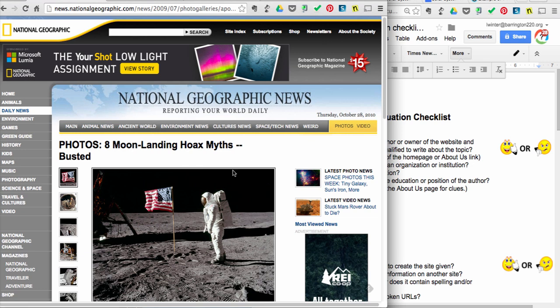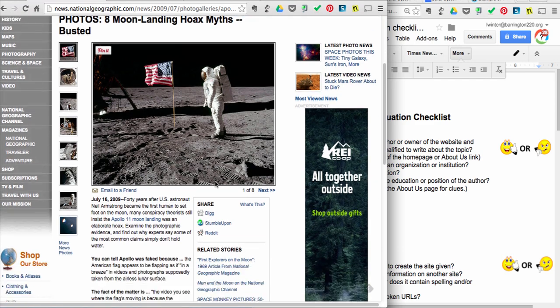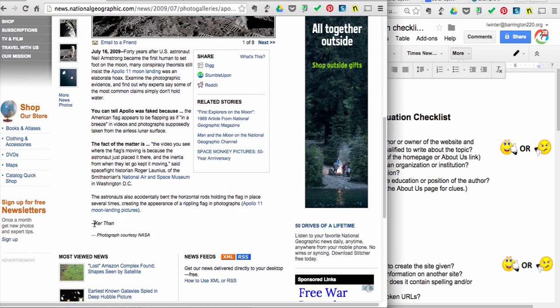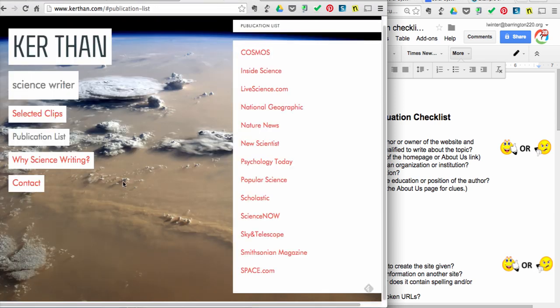Further evidence could be found by looking for the author. As I scroll to the bottom, I will see that Kurathan is listed as the author. If I Google Kurathan, I can find some information about the author. You will see here that Kurathan is a science writer that has clips, a publication list, and contact information. Those are very good signs that this author is authoritative.